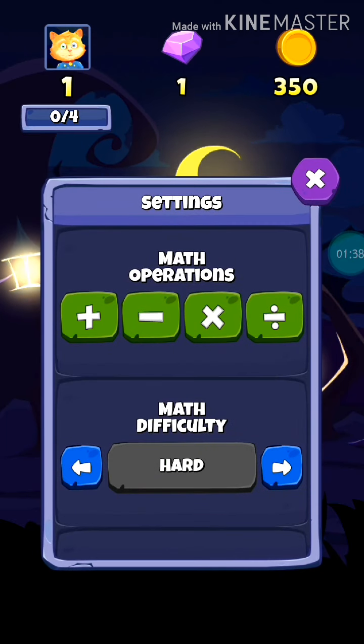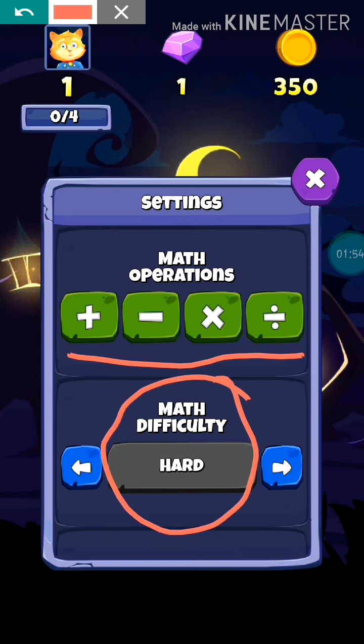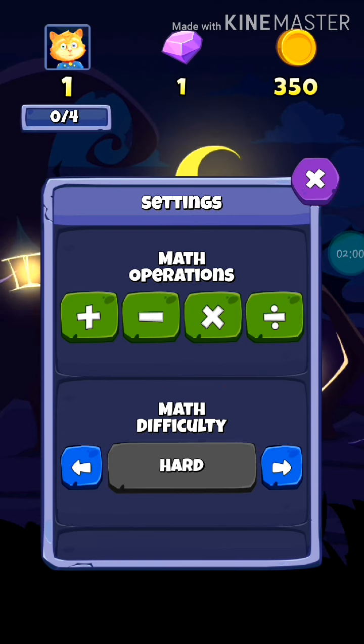Like if I click the setting here, I can choose the math operation, like which math operation you like: addition, subtraction, multiplication, division. You can choose any one of the math operation settings, and you can choose the math difficulty level also. Suppose if you want hard level, then it will be hard. If you want normal level, then it will be normal. If you want easy, then it will be easy. If you want very easy, then very easy. Every difficulty level you can choose from here.